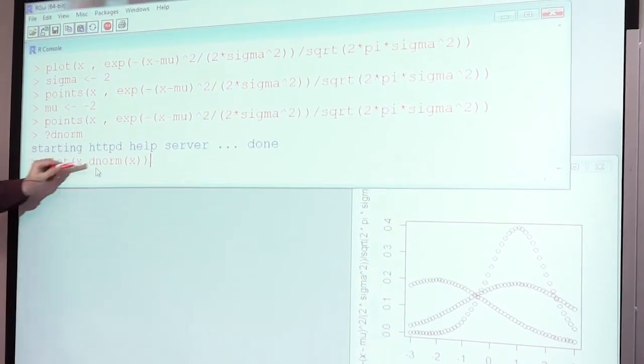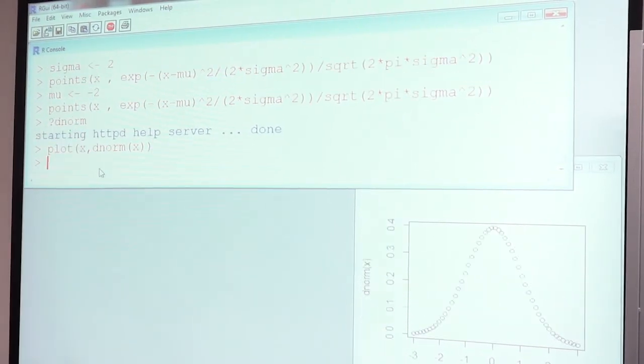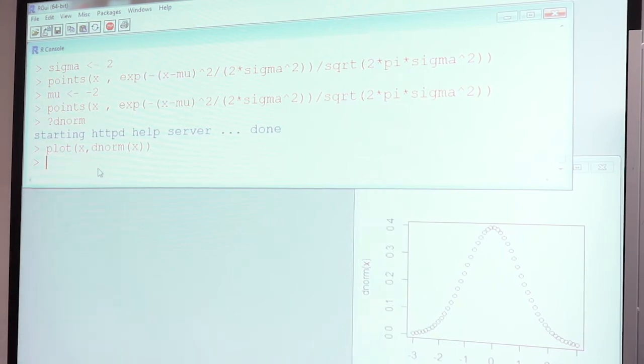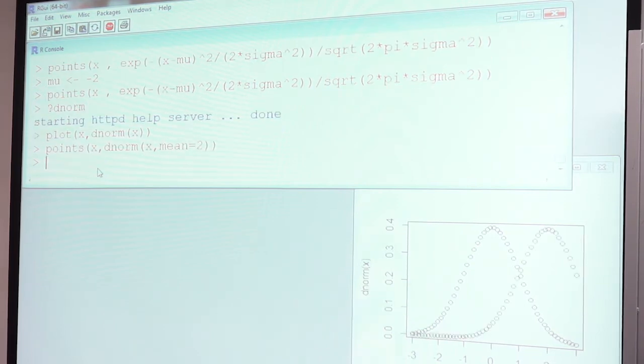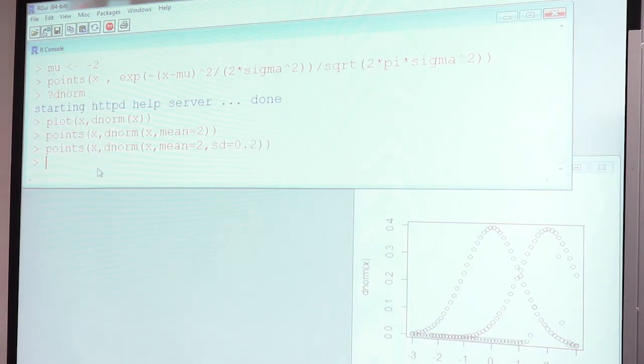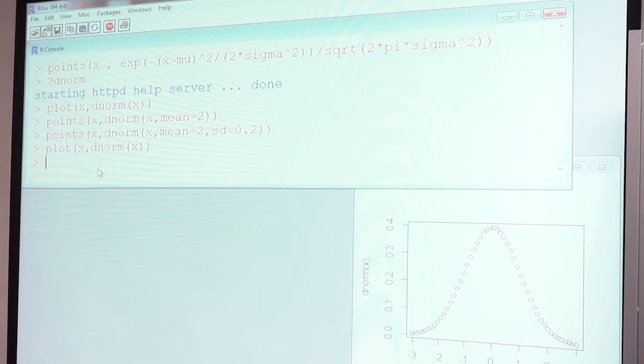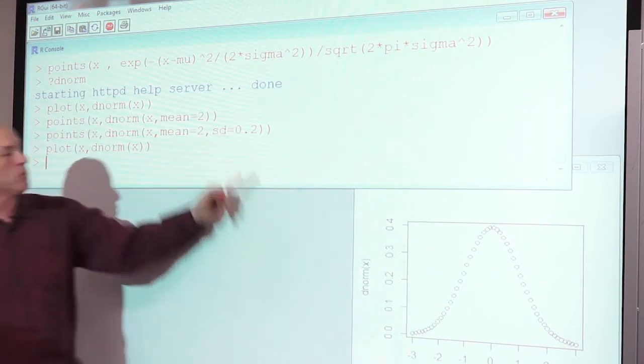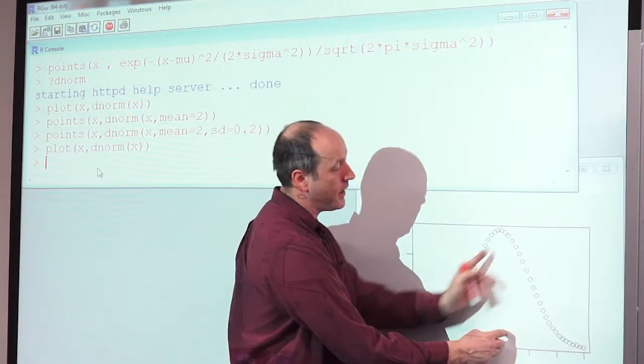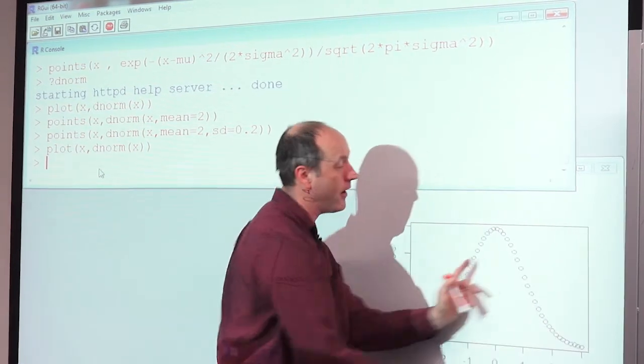See how much easier it is to do this than this? And it's given me that nice thing there. But now I can start fooling around with it. I can go points. And it does mean equals 2. I'll do that again. What happened was that because my standard deviation was very small, it squeezed this value in here and it poked up at the top.